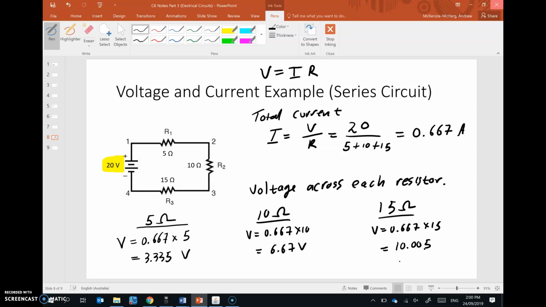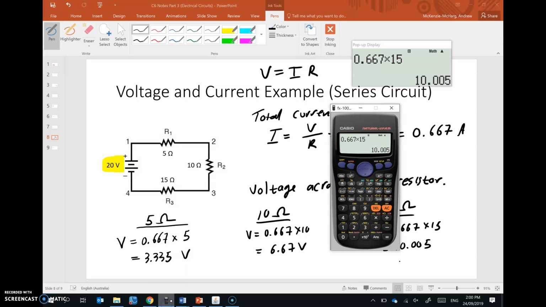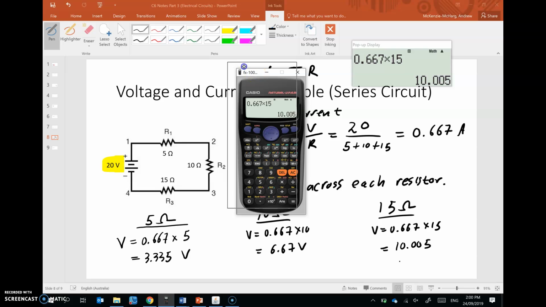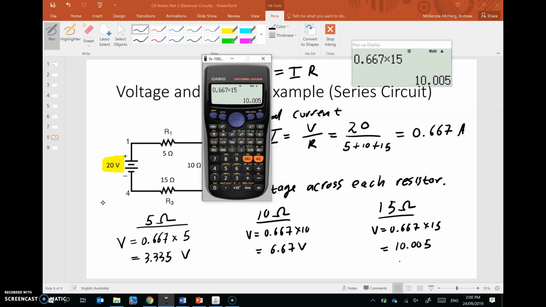Okay, and as a quick check, circuits are greedy, naturally greedy. So that 20 volts which is being supplied is all going to be used up. So these three voltages should add up to 20, because the circuit will use all the voltage. So 10.005 plus 3.335 plus 6.67 gives us, well, with our rounding off, slightly different to 20, but essentially adding those three voltages shows that all the voltage is being used up. So you can add up all your voltages and it should be the same as what is supplied.